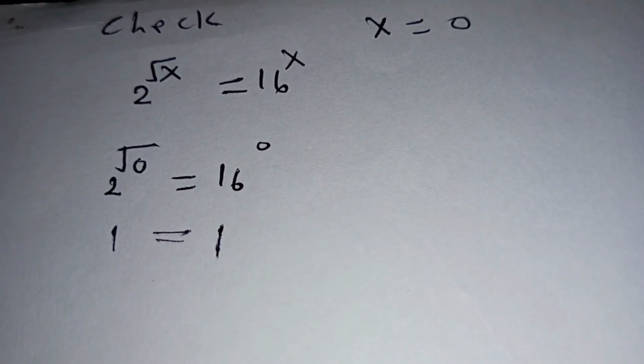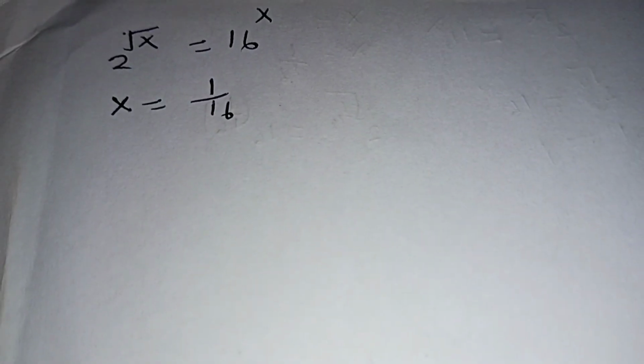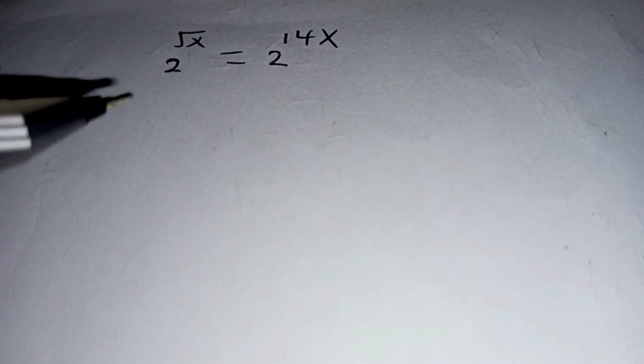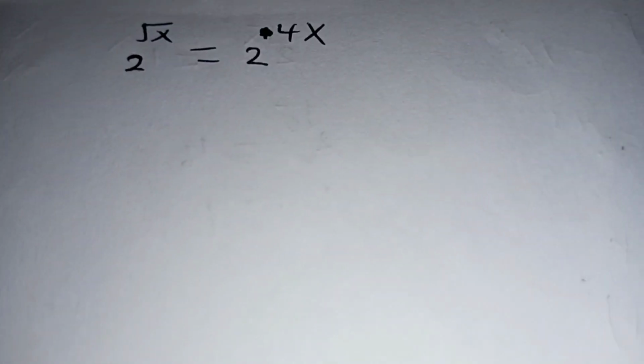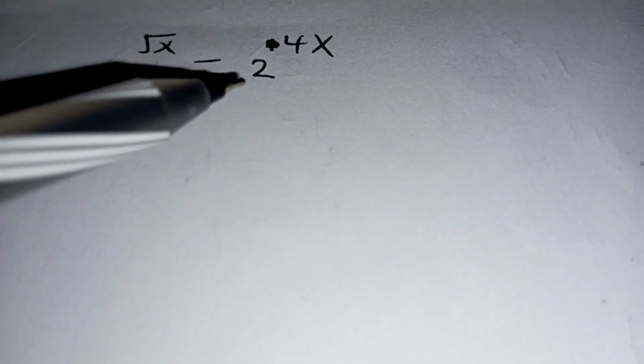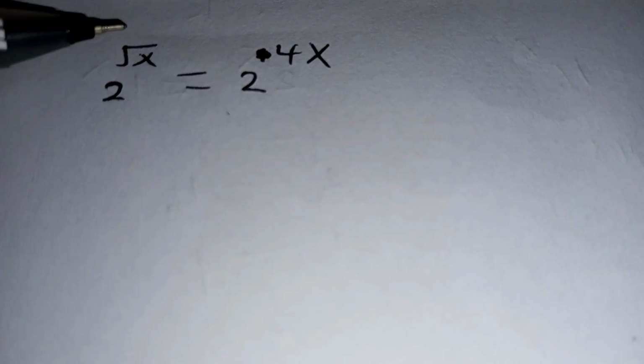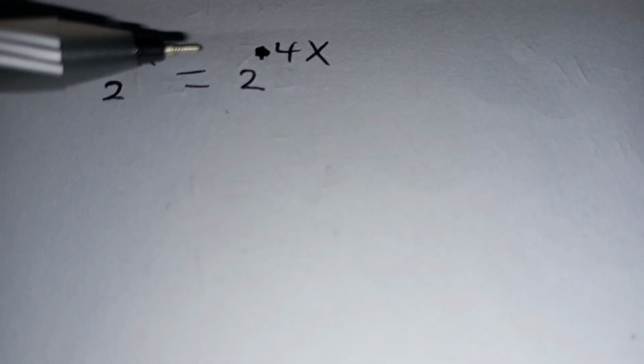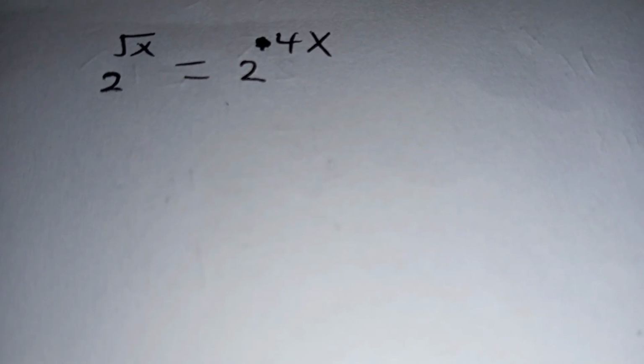What about when x is equal to 1 over 16? So when x is equal to 1 over 16, let us substitute and see whether it is correct. Before then, you need to write 16 to base 2. 16 can be written as 2 power 4, because we have 16 power x, so it will be 2 power 4x.